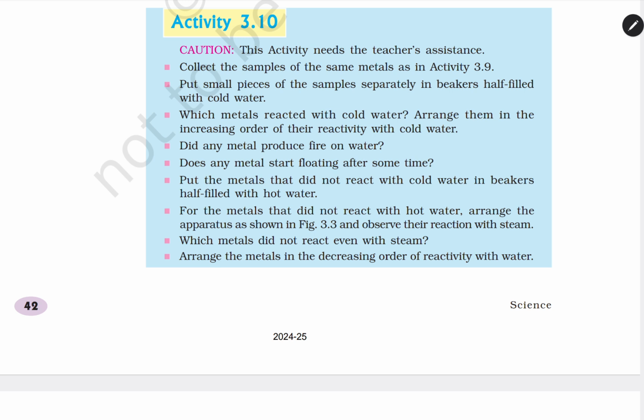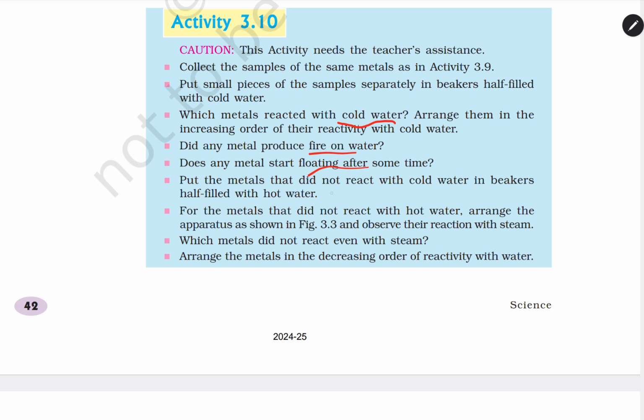So here the next topic is how the metals are going to react with water. To test this, we are given one particular activity over here. What we are doing is testing which metals react with cold water, and by testing this we are arranging them in increasing order of reactivity. Some metals produce fire on water, and some start floating after some time. These observations we need to make during this activity.